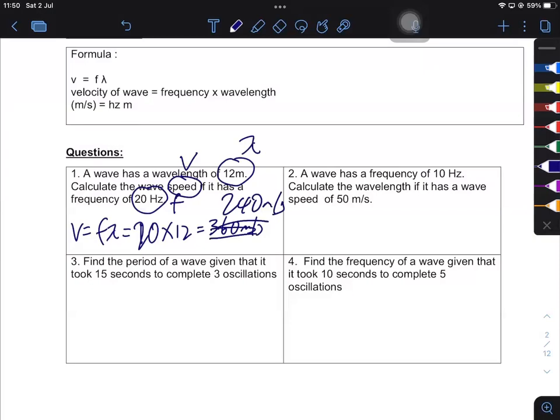What's the symbol for number of oscillations? Number of oscillations is usually written as No. or N. So it's like period is equal to time over number of oscillations. It doesn't matter lah, the symbol doesn't really matter. It doesn't matter at all. You can even write whatever symbol there, it doesn't matter.